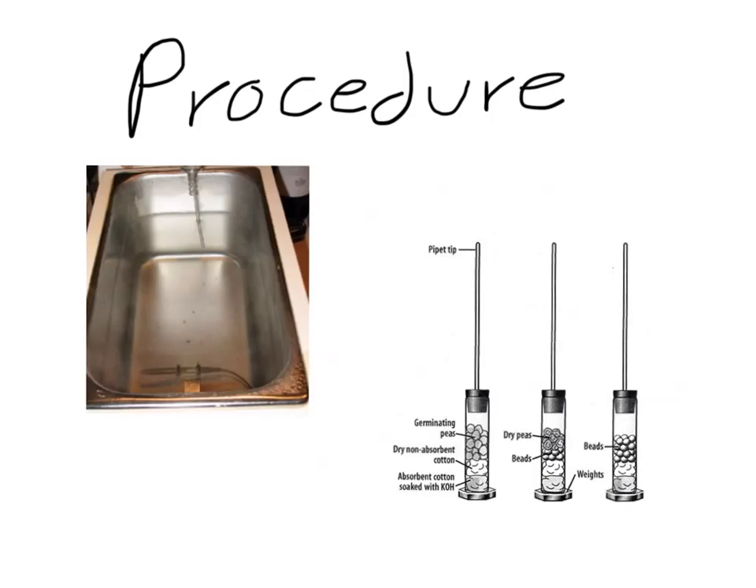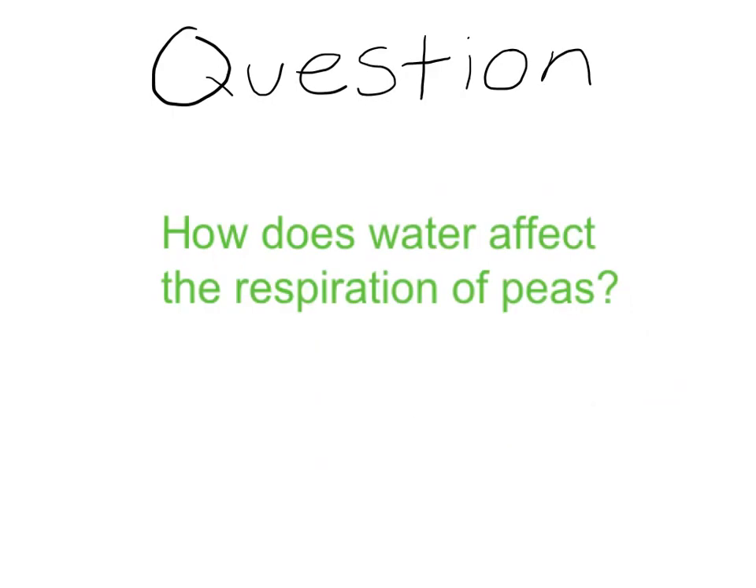of the respirometers. And after this time period, we submerged the tips, and every 5 minutes for 20 minutes we took the readings of the volume of air in each of the 3 respirometers, and we recorded our results in a table. For the second part of the experiment, our question was, how does water affect the respiration of peas?